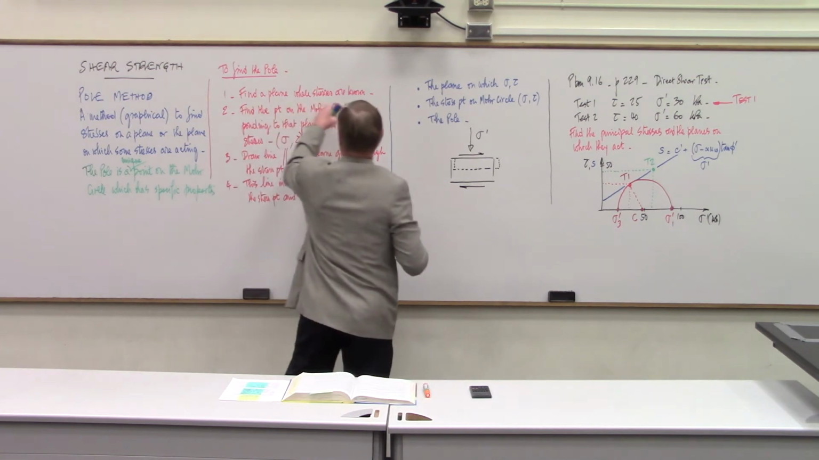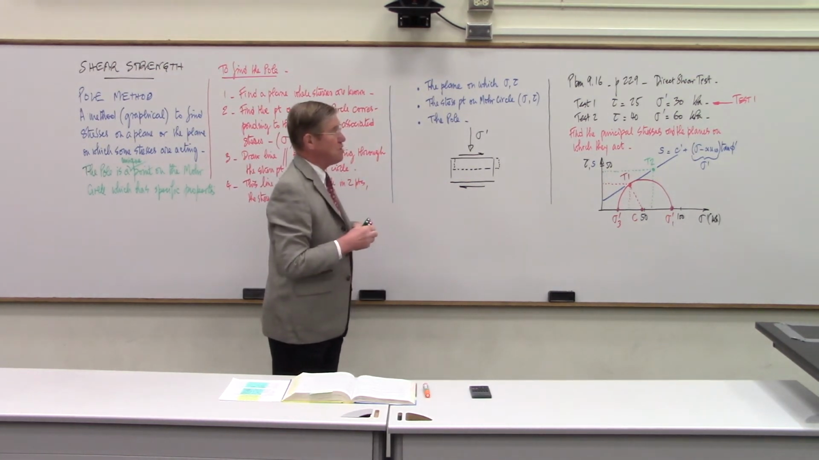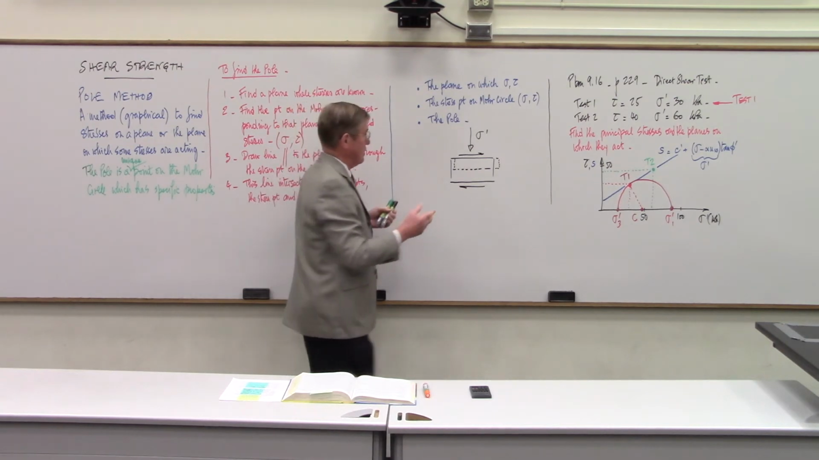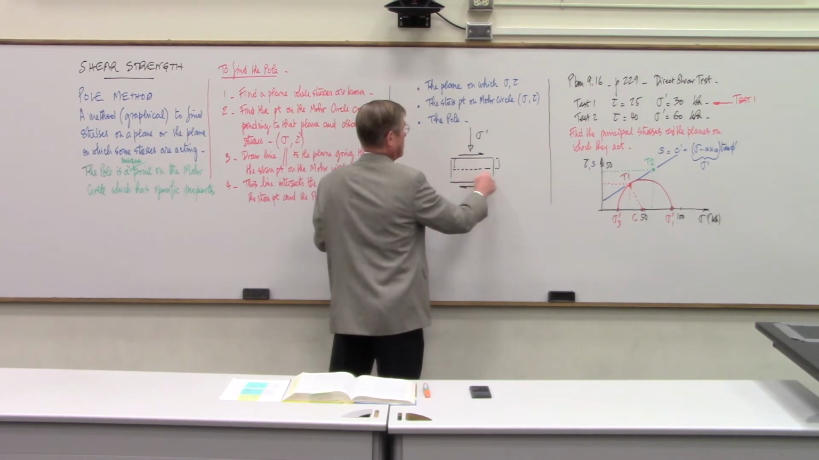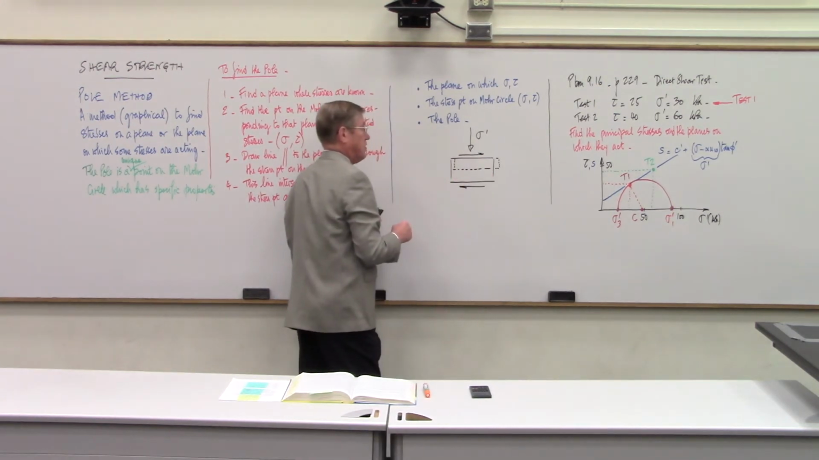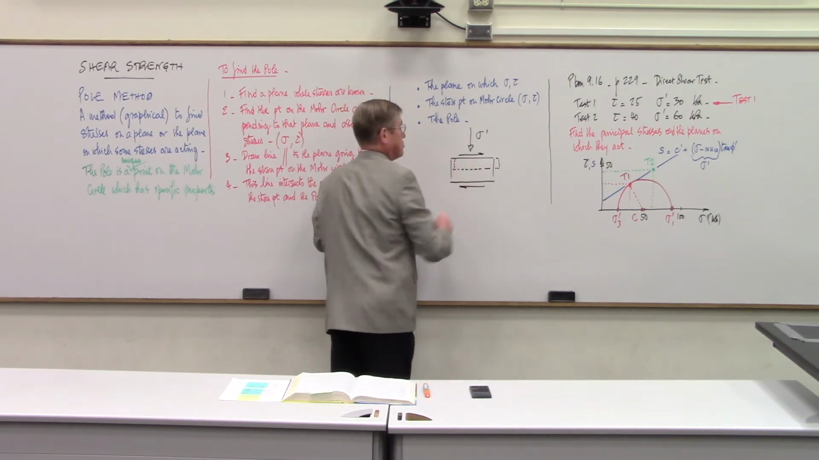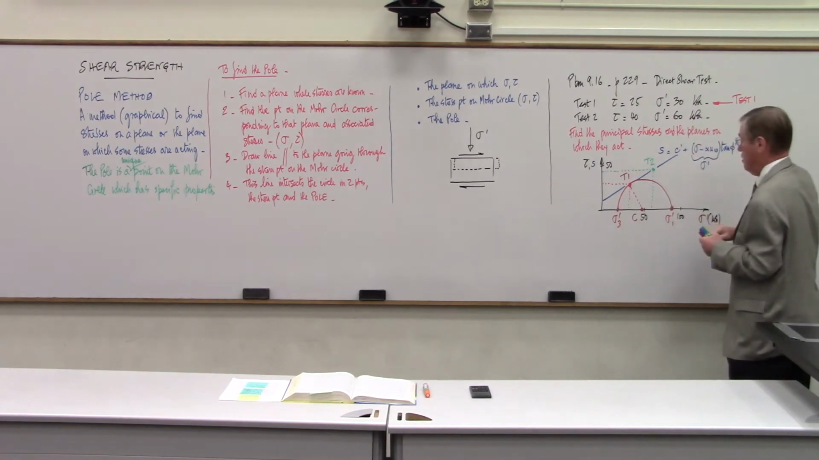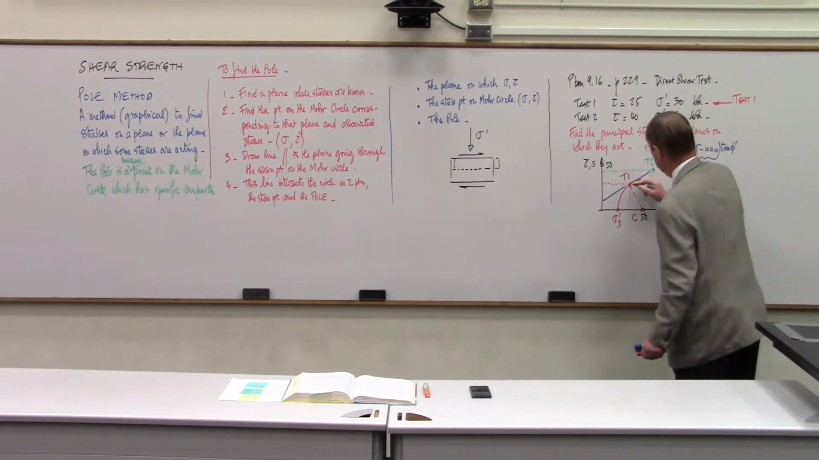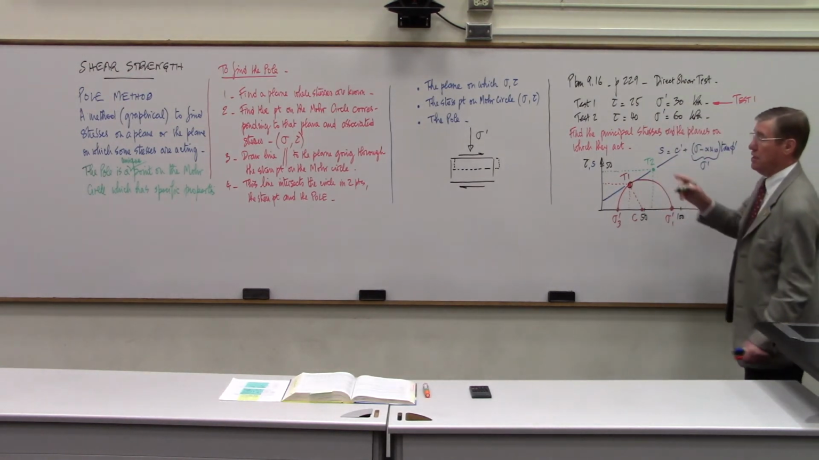So step 1, find a plane where the stresses are known. Which plane do we have where we know the stresses? Well, there's only one actually. It's the horizontal plane, and on that horizontal plane, which is the plane of failure, we know the effective normal stress and the shear stress, which happens to be the shear strength as well. So that's this point right there.